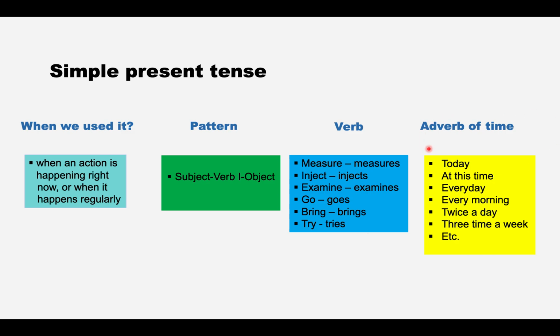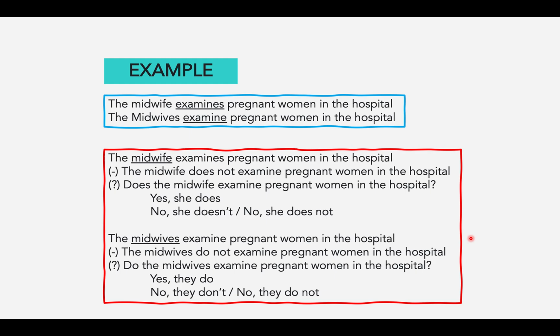And here is the adverb of time. What adverb of time do we use with simple present tense? You can use today, at this time, every day. For example, when something happens every day, you can say, I bike every day. And then you can use every morning, twice a day, 3 times a week, etc. We can explore later.